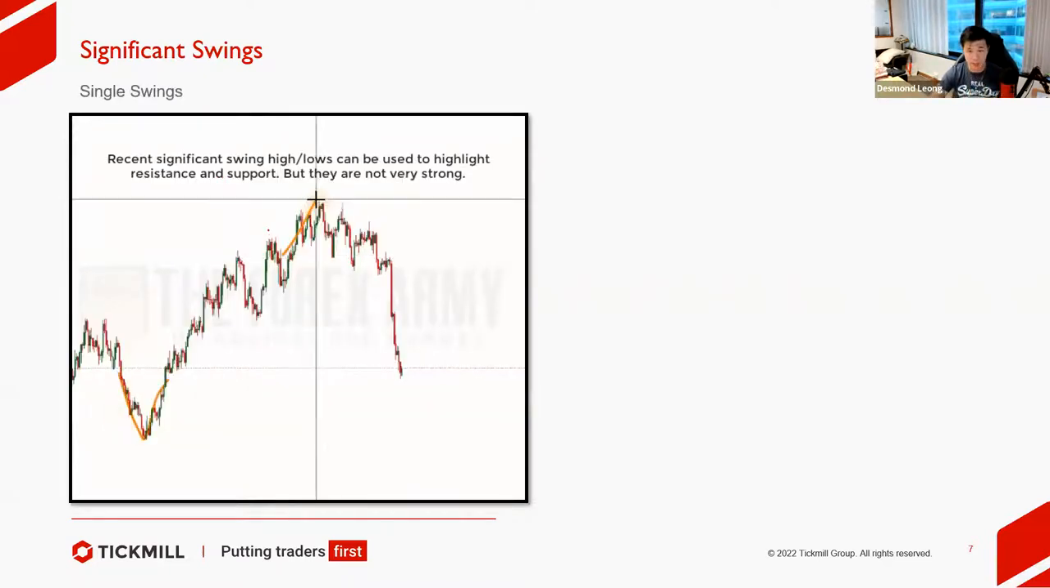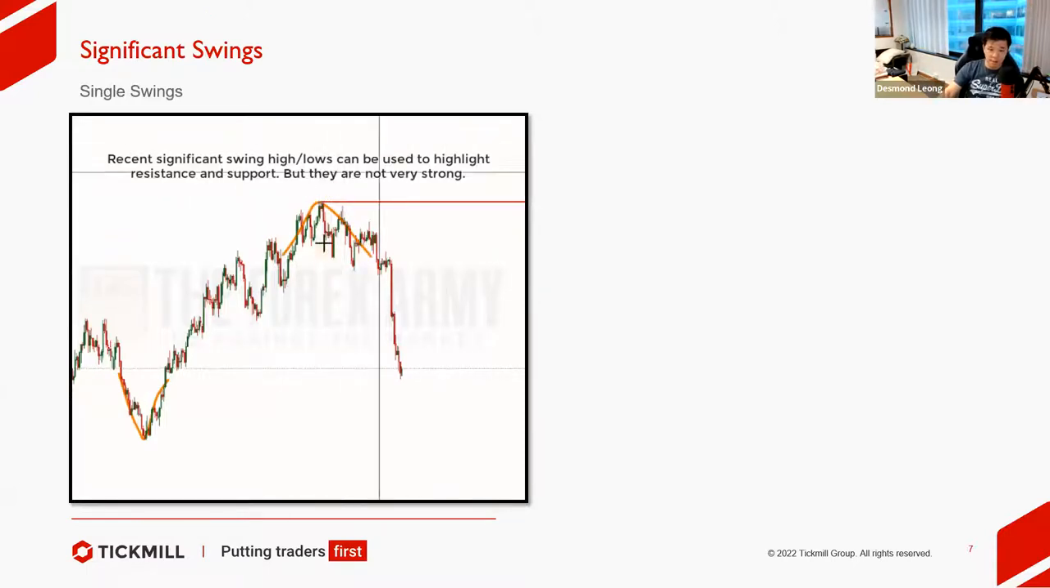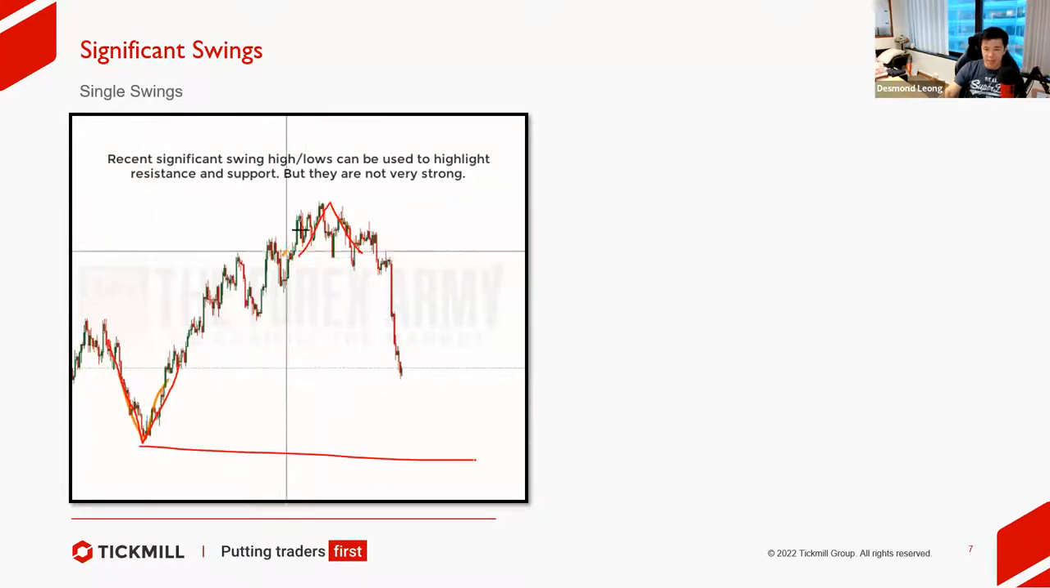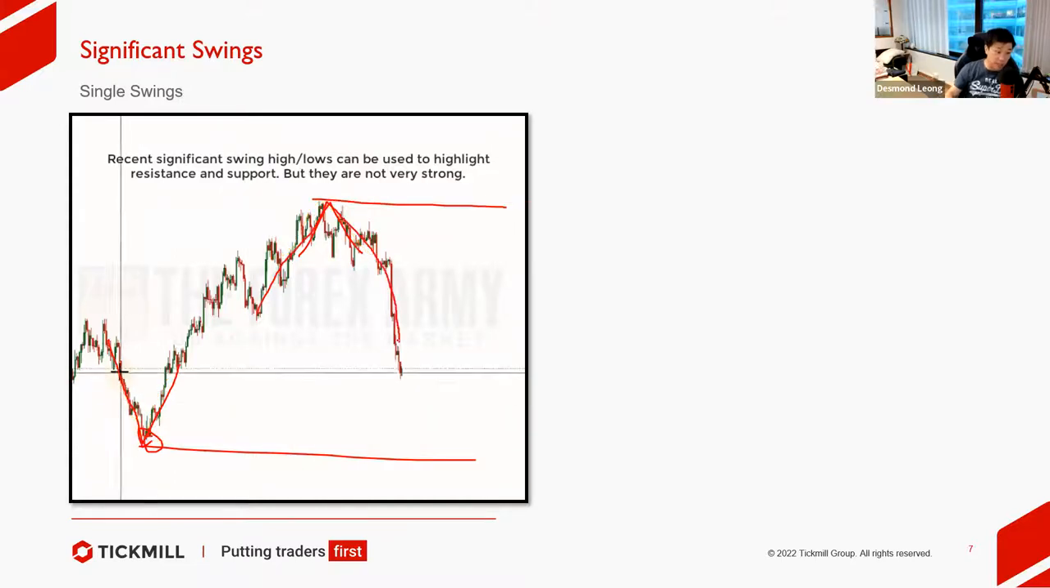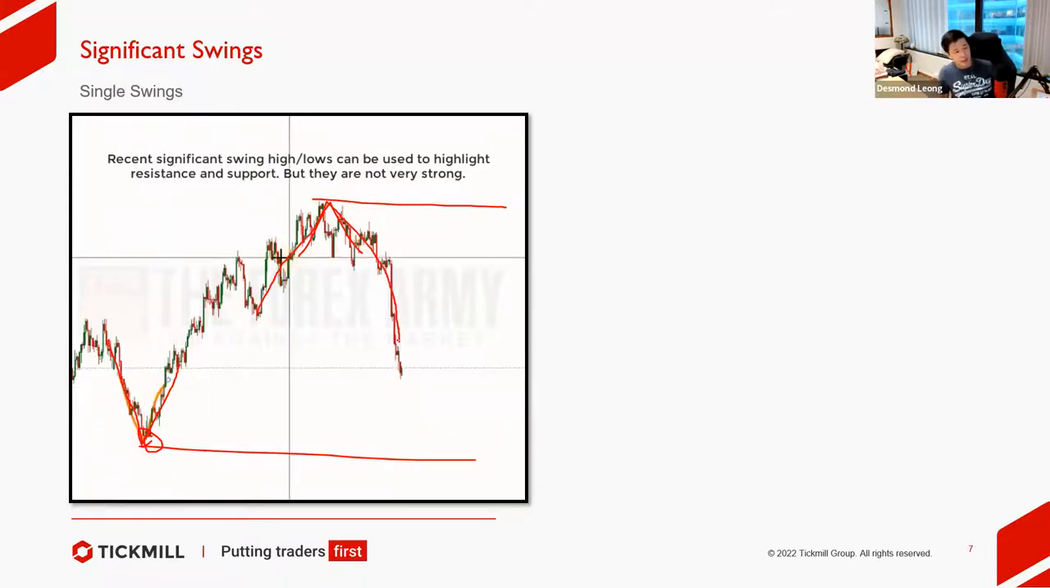Now, what are significant swings? This is an example of significant swings. You can see it's a nice big low and a nice big high, and these are big levels that the market is respecting. Anyone looking at this level knows that price came up to here, touched this level, and really retraced.